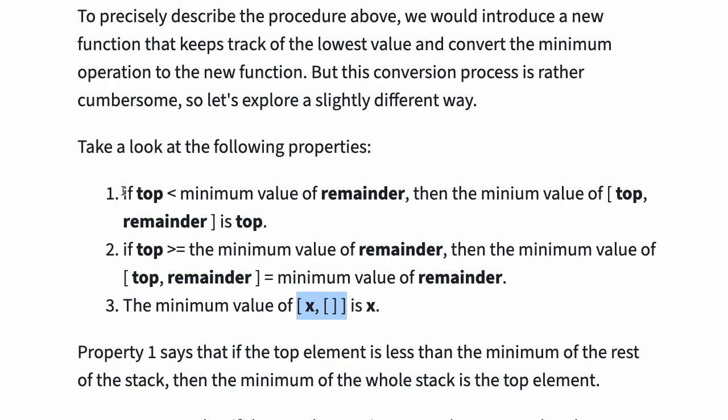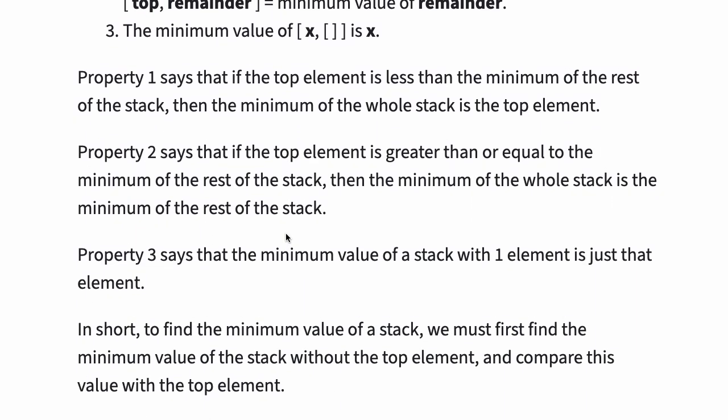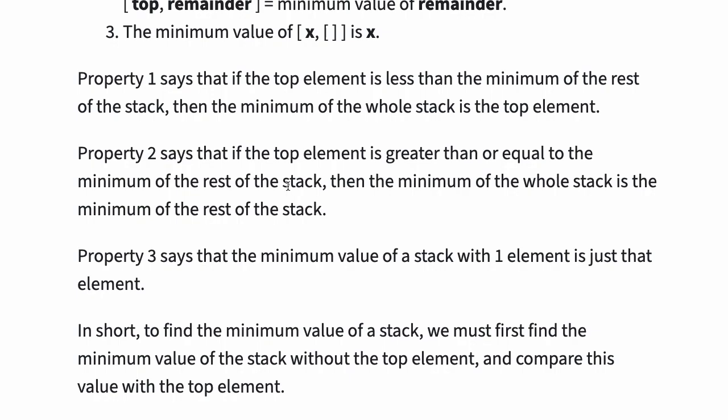Property 1 says that if the top element is less than the minimum of the rest of the stack, then the minimum of the whole stack is the top element. Property 2 says that if the top element is greater than or equal to the minimum of the rest of the stack, then the minimum of the whole stack is the minimum of the rest of the stack. Property 3 says that the minimum value of a stack with one element is just that element. In short, to find the minimum value of a stack, we must first find the minimum value of the stack without the top element and compare this value with the top element.